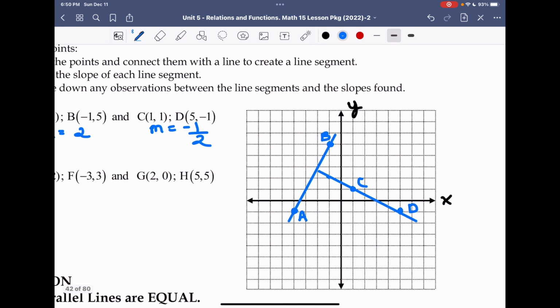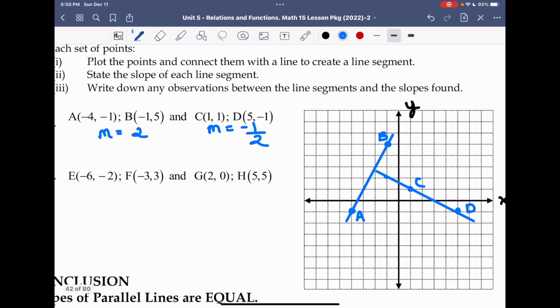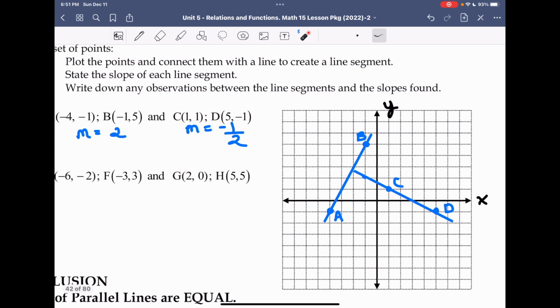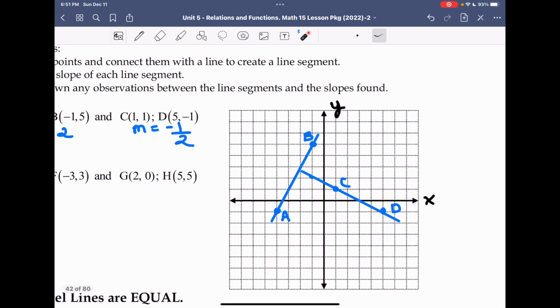Now, what do I notice? When I compare these two slopes here, I see that one is a positive and one's a negative, but I also see that they're the reciprocals of each other, 2 and 1/2, positive and negative. So we see that it is the negative reciprocal, and we would describe these lines, B and A and C and D, as perpendicular. They form this 90-degree angle between the 2 line segments. They form this almost T-shape or a 90-degree angle in their line segments.